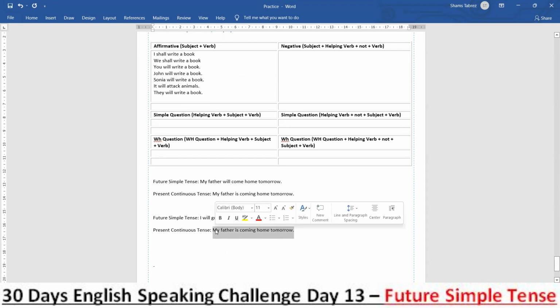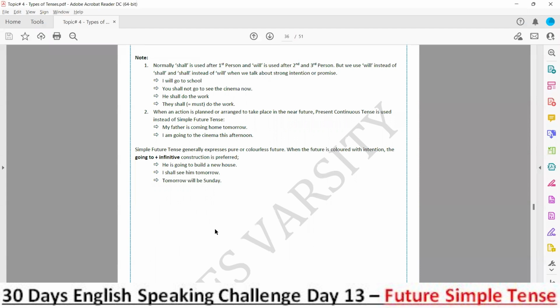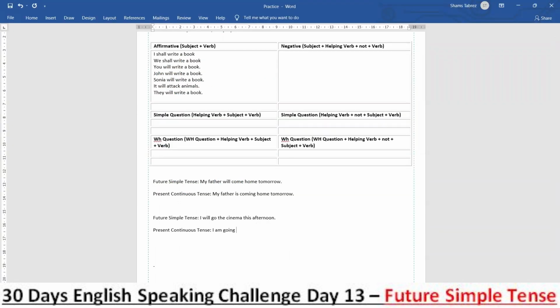The same thing you can also express: I am going to the cinema this afternoon. This afternoon, it means आज की दोपहर. Let's say he is making this sentence in the morning, and he's saying that I will go to the cinema this afternoon, यानी कि आज की दोपहर. All right. So I'm going to the cinema this afternoon. This is how you can also express it.